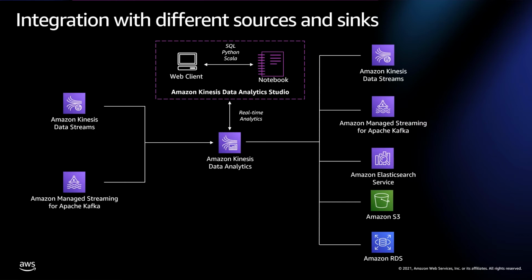With Kinesis Data Analytics, you can do stream processing with Kinesis Data Streams, Apache Kafka running in a self-managed environment, or using Amazon Managed Streaming for Apache Kafka. You can deliver your processed data to different destinations. For example, to Kinesis Data Streams, to Apache Kafka, to Amazon S3, Amazon RDS, Amazon DynamoDB, or many other built-in connectors Apache Flink offers.